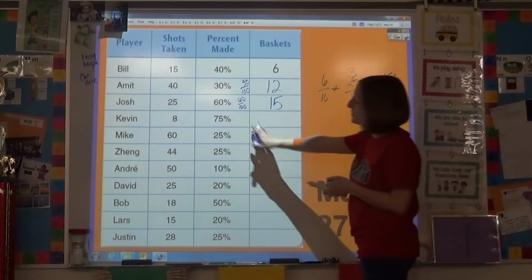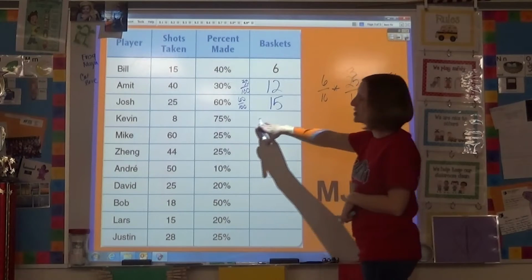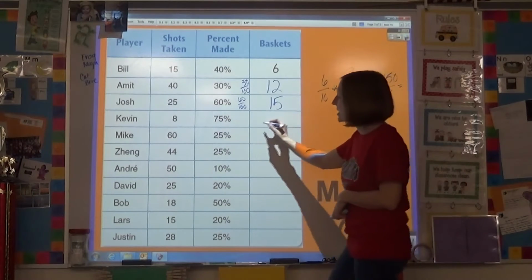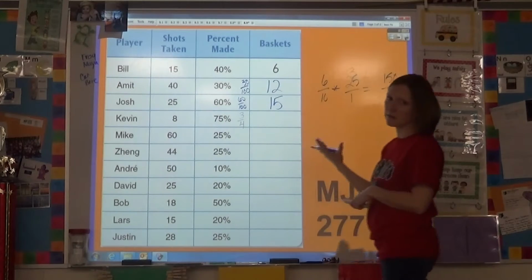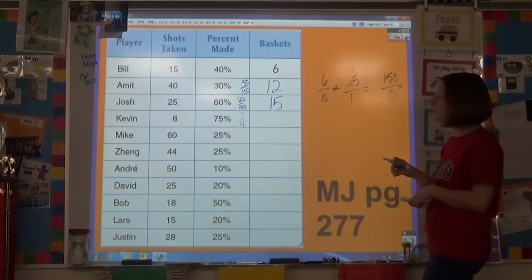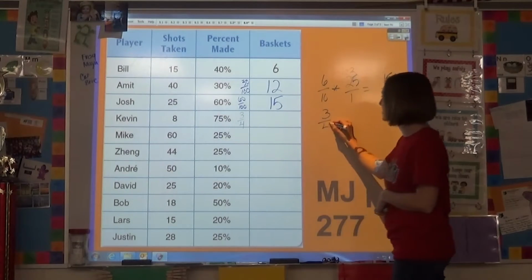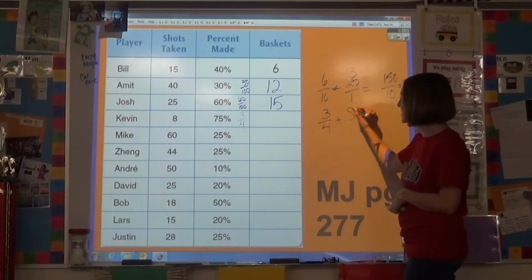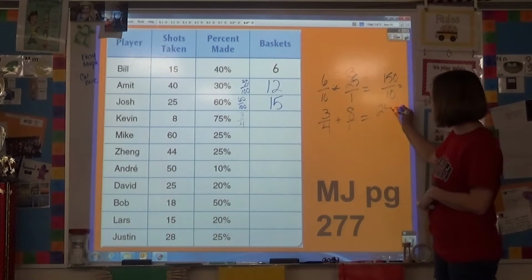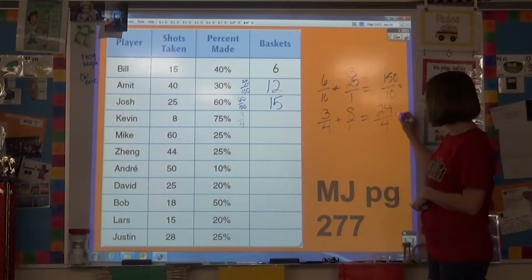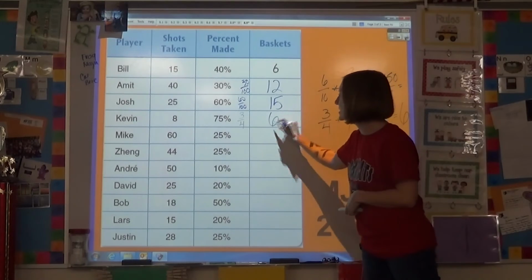We'll take a look at Kevin. Kevin scored, or he made 8 shots. He got 75% of them. So 75% as a fraction, I know, is 3/4. Okay, and you could put 75 over 100 and then reduce that down to make it simpler if you need to. But I just know that one's 3/4. So he made 3/4 of those 8 shots. Multiply times 8, which is 8 over 1. Numerators, 3 times 8 is 24. 4 times 1 is 4. How many 4s go into 24? 6. So he made 6 shots.